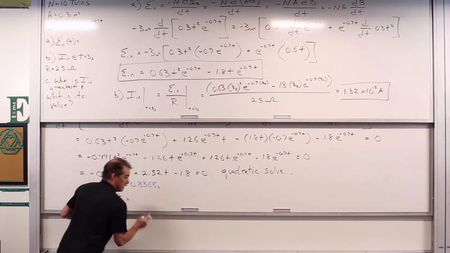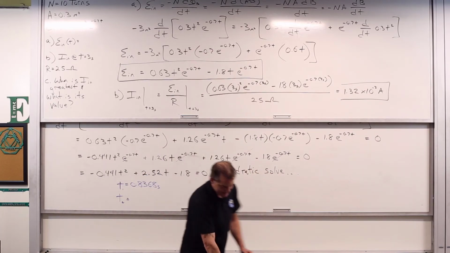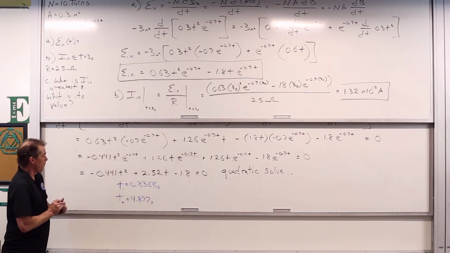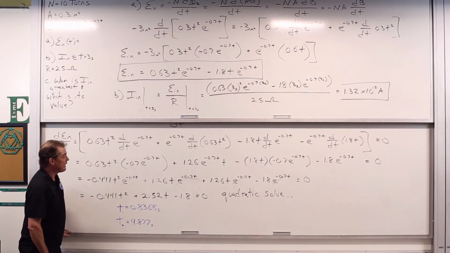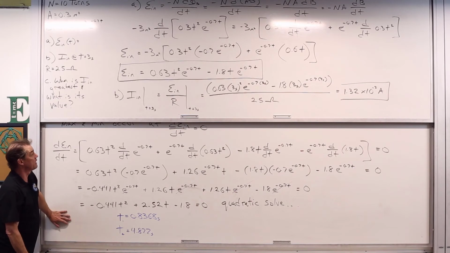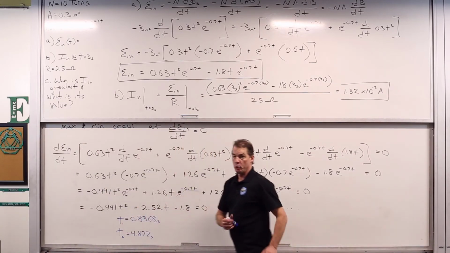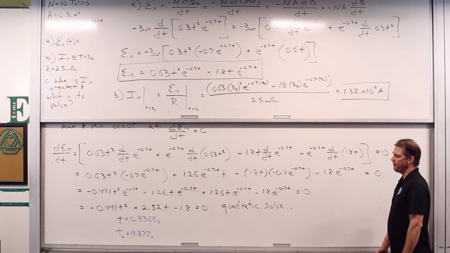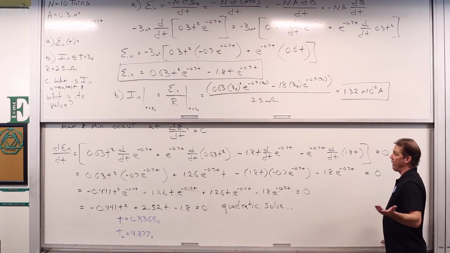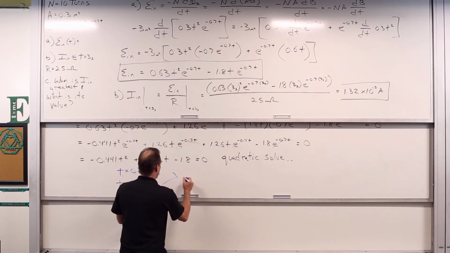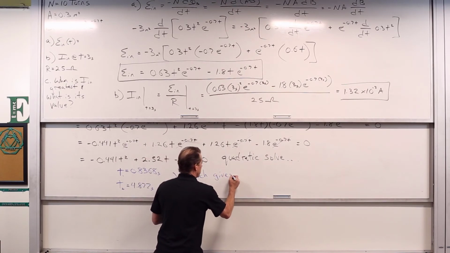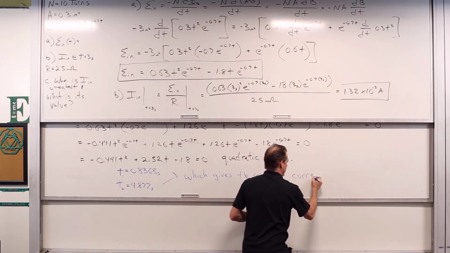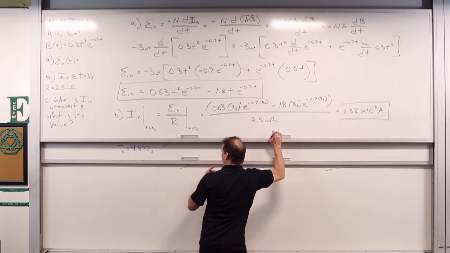And t is equal to 4.877. So those are the two points in time where we either have a maxima or a minima in the function that describes the induced EMF. So one of those times we're going to have the greatest induced EMF and thus the greatest induced current. But we've got to figure out which time. So the question is, which gives the greatest current? Which of those two times?